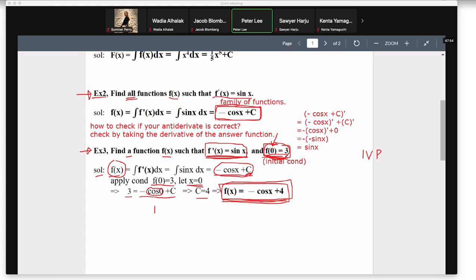Instead of f of 0 equals 3, I could have said f of 1 or f of pi is equal to 5. Okay? f of pi is 5 or f of 1 equals 3 or something.